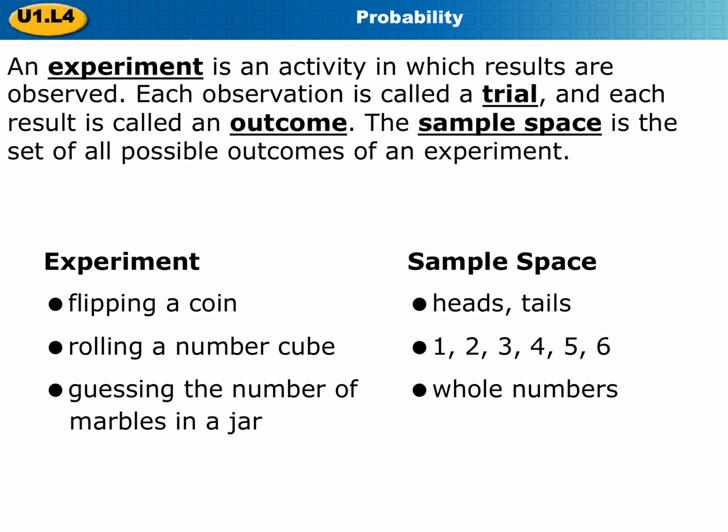Other examples of an experiment would be rolling a number cube. We call that a dice, and the standard dice has 6 sides, numbered 1, 2, 3, 4, 5, and 6. Or we could look at a jar of marbles or a can of pencils, and we can guess how many are in there, and that would be a whole number.